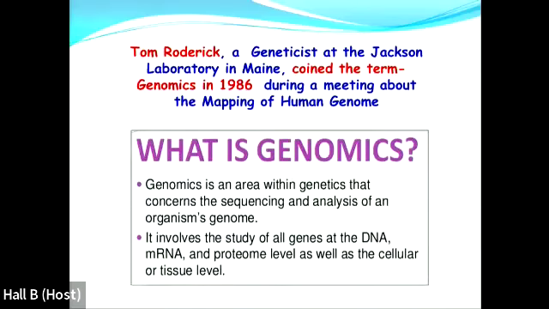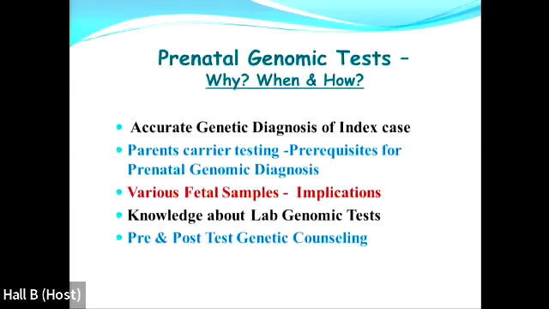So what is genomics? Tom Roderick, the geneticist, way back in 86, introduced this term, genomics. So it is an area within genetics that concerns the sequencing and analysis of an organism's genome. It involves the study of all genes at the DNA, messenger RNA, proteome level, as well as the cellular level and the tissue level. So that's genomics, okay? It includes proteomics also.